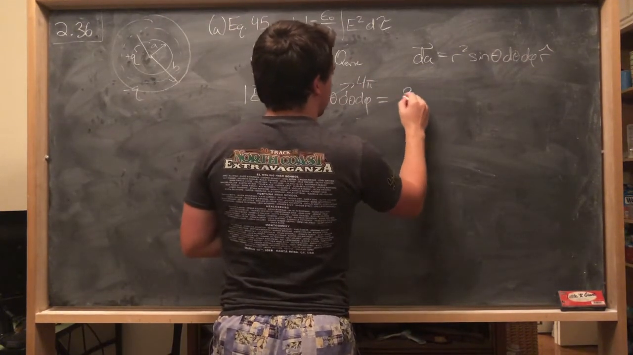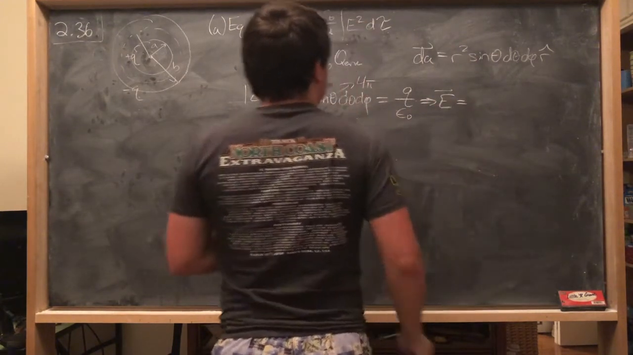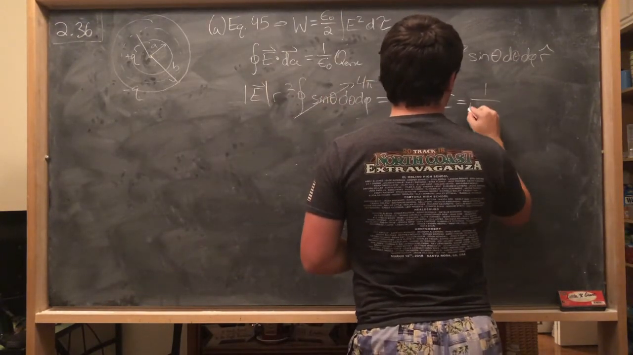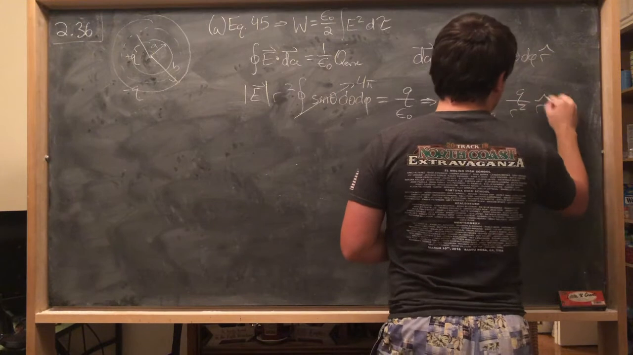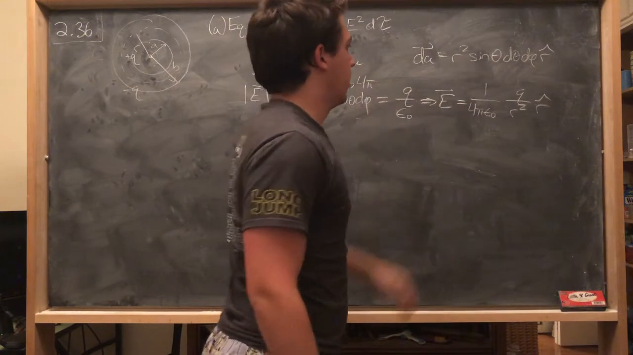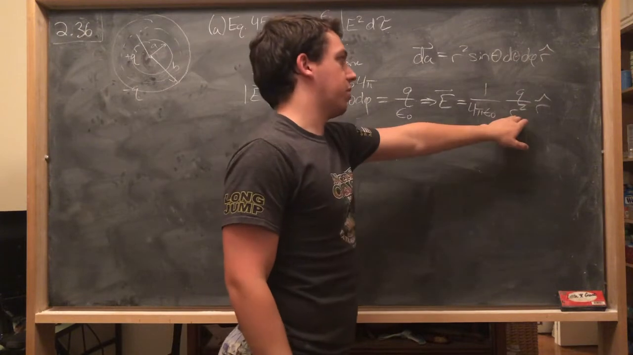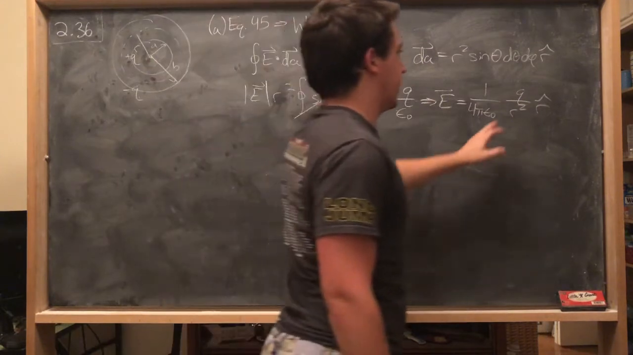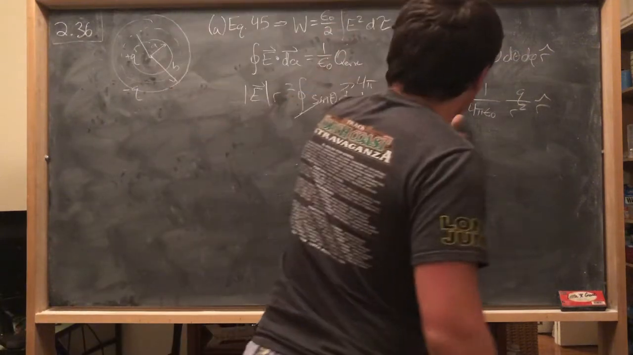And this is going to be equal to positive Q over epsilon naught, which tells us that our electric field is going to be 1 over 4 pi epsilon naught Q over R squared, and it will be pointing radially outward. You'll notice that this looks a lot like Coulomb's law. It's almost like we're looking at this spherical shell as a point particle, placed at the center of the sphere, with a charge equal to the net charge placed on the shell. So that's our electric field.